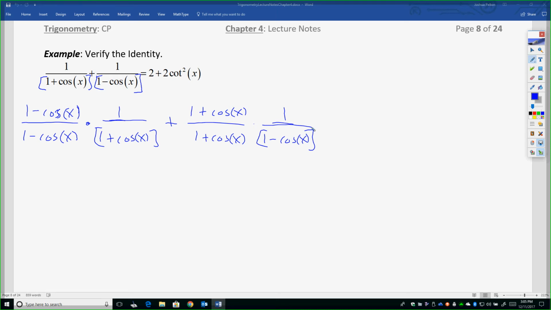So now let's condense these. 1 times anything is itself on the top. So 1 times that is itself. Essentially, I have a 1 and a 1 gives me 2. And then the negative cosine and the positive cosine go away. And on the bottom, I'm left with 1 minus cosine and 1 plus cosine.